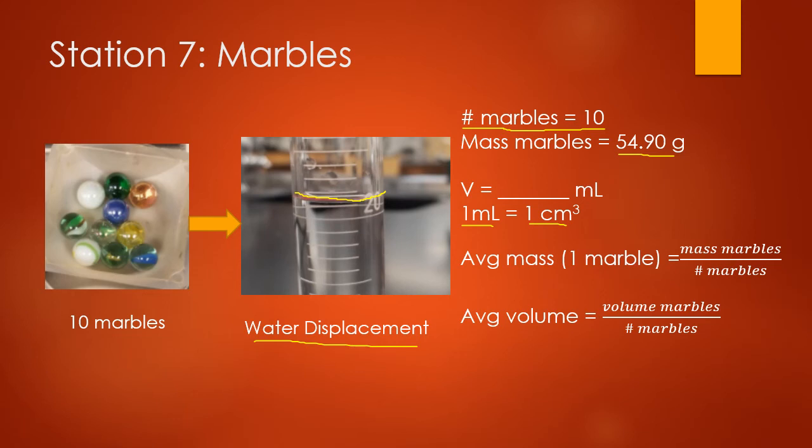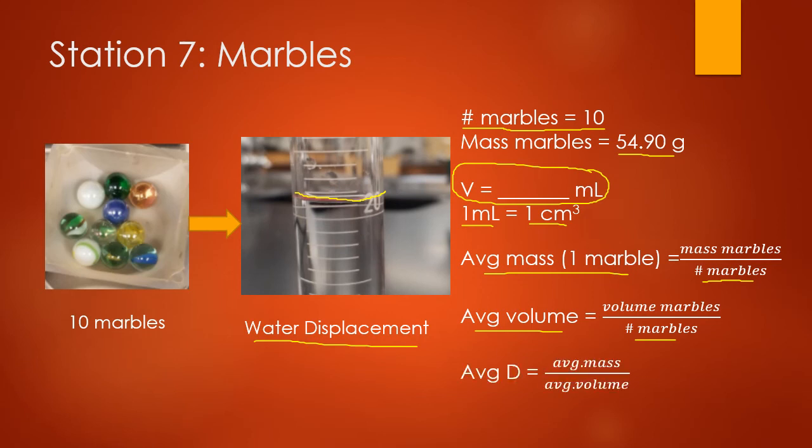You'll then notice that this one is a little bit different because it asks you to calculate the average mass of a marble. So it wants to know what's the mass of just one marble. To figure that out, you're going to take the mass of marbles that was given to you, and divide it by the number of marbles that we massed. To figure out the next one, the average volume, you're going to take the volume of the marbles, which is just the volume that you're measuring of that displaced water, and divide it by the number of marbles. Total of 10 in this case.